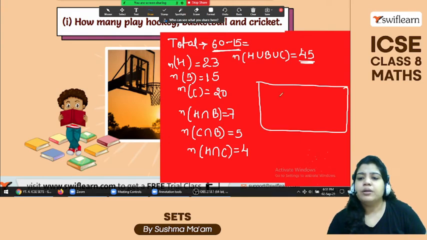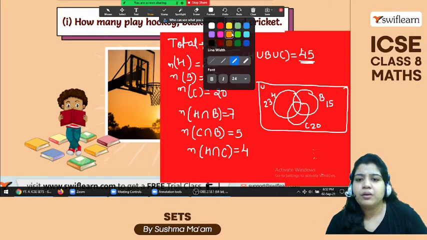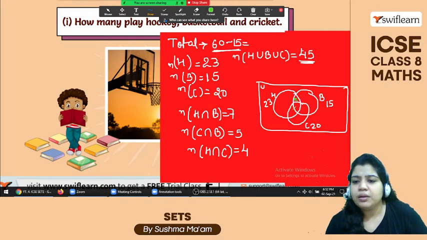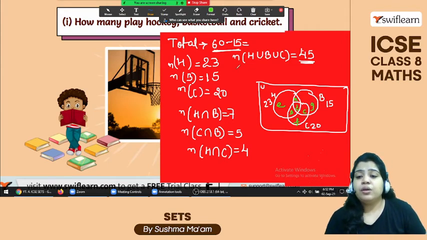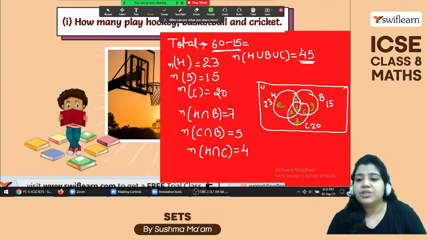Suppose I have a rectangle and I have 3 sets. This is for H and this U is the universal set, and this one is for B and this one is C. Hockey has 23, this has 15 and this has 20. Now let's name the regions with a different pen, otherwise you'll get confused: A, B, C, D, E, F and G. We don't know the actual inside values, but we know H intersection B means this value is 7. Now C intersection B, where is C and B? This is 5 and this is 4.